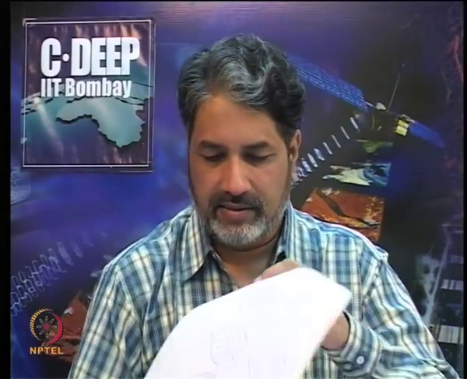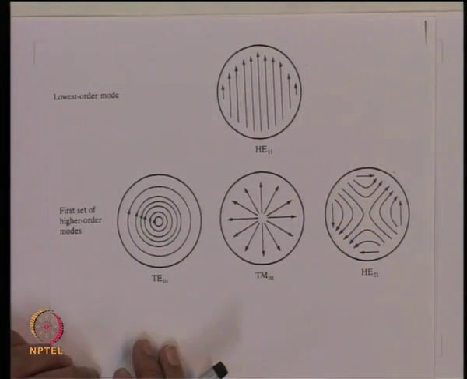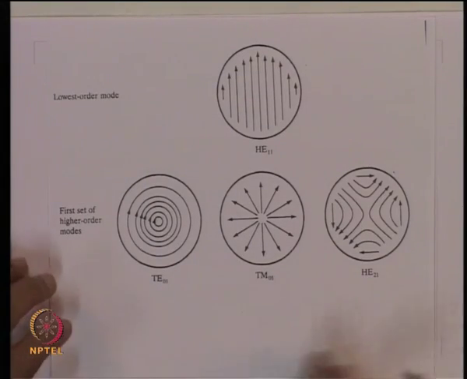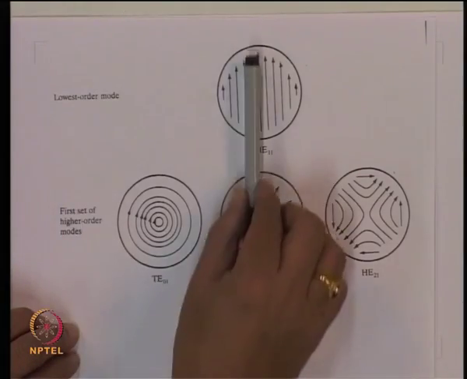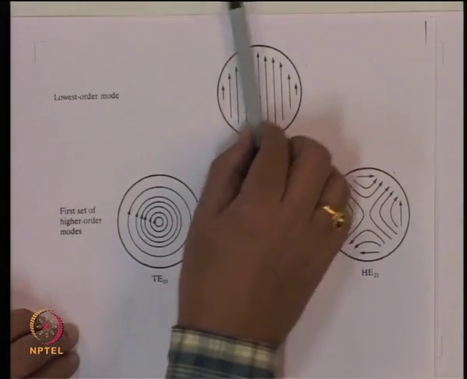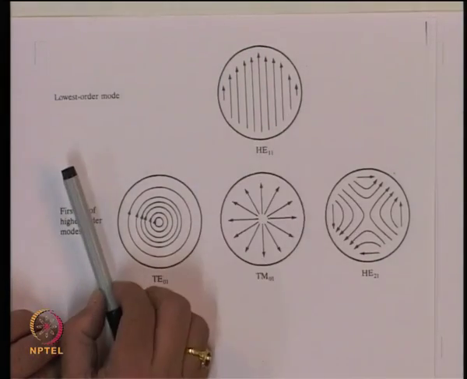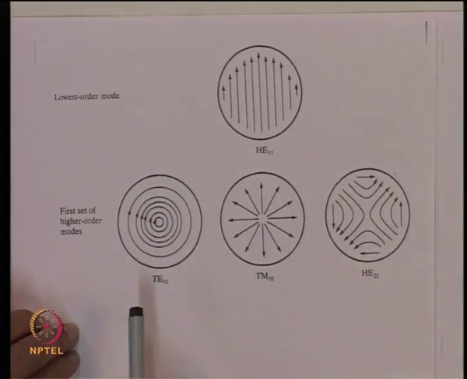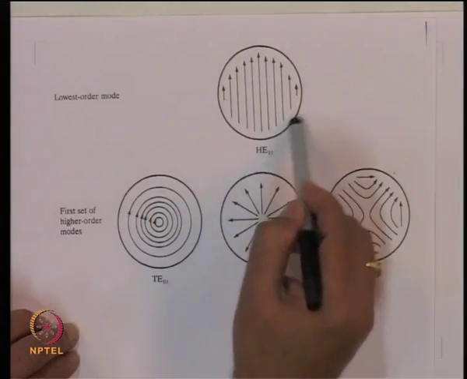So, if I take now the field expression, then the electric field for these modes would essentially look like that. If I take the HE11 mode, that is the way the field would look. That means, everywhere along the cross section, the field will be oriented in the vertical direction. As we move radially outwards, the field decreases, but the direction of the electric field remains constant.